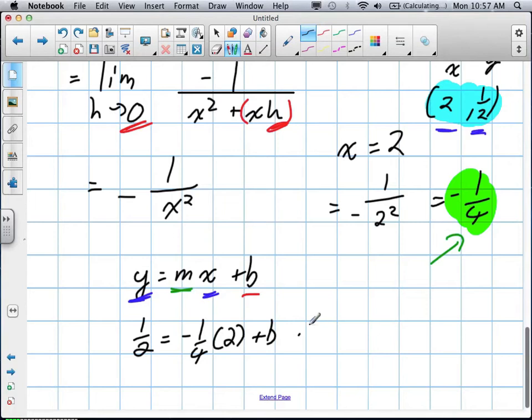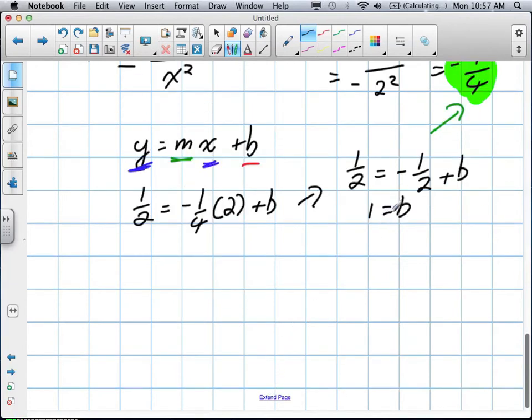Well, this is going to give us, I'm going to jump over here so we have some room. 1/2 is equal to negative 1/2 plus b. And when I bring that over to the other side, what is a half plus a half? Anyone know? 1. Very good. That is our b. So in our slope y-intercept form, if our b value is 1, we're going to get y is equal to negative 1/4 x plus 1.